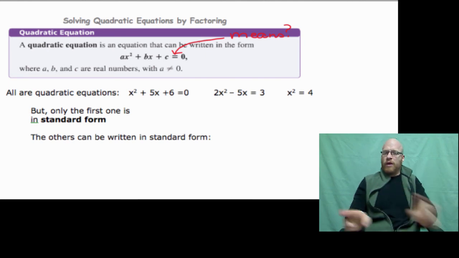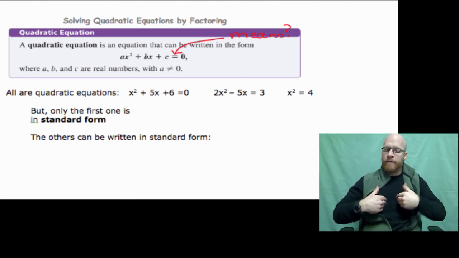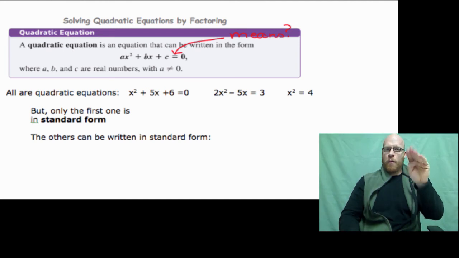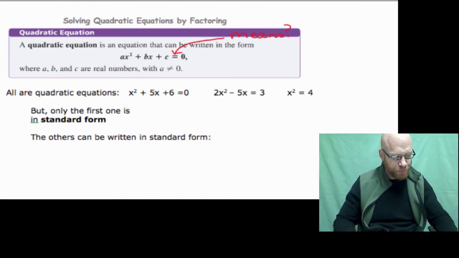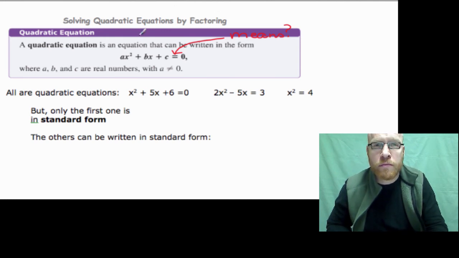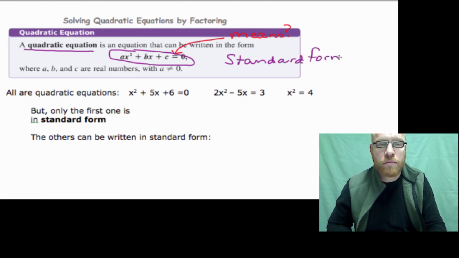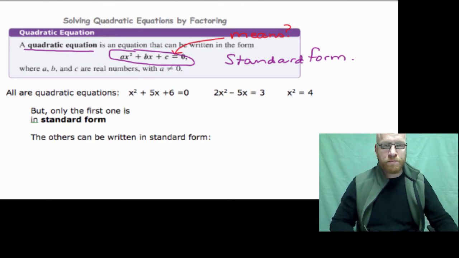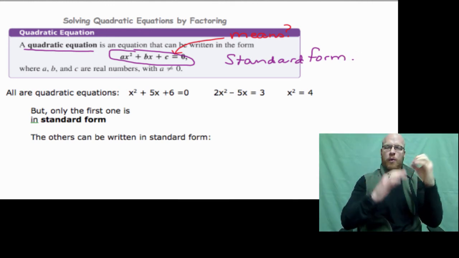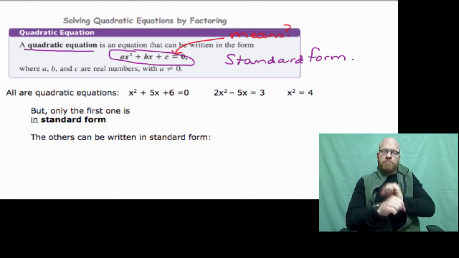First, we must do something before we start working on this. We must have our quadratic in standard form. Okay, that's standard form. Ax squared plus bx plus c equals 0. Now we can factor it.